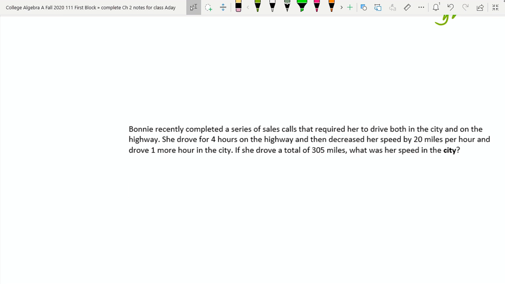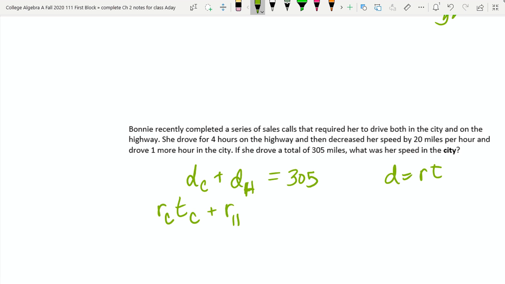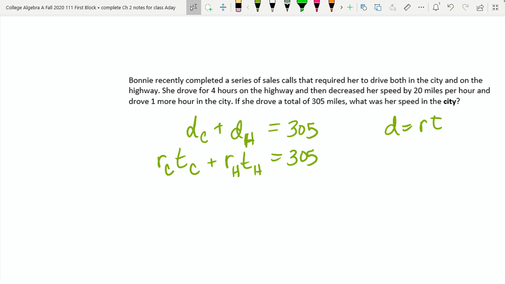All right, last one. Bonnie recently completed a series of sale calls that required her to drive both in the city and on the highway. All right, so if she drove a total of 305 miles, so that means driving in the city plus driving on the highway gives us 305 miles for total distance. And we know distance equals rate times time. So here I'm going to say rate in the city, time in the city, plus rate on the highway, time on the highway, has to give me 305 miles. She drove 4 hours on the highway, so we know over here on the highway that's 4. And drove 1 hour more in the city, so the city then we know has to be 5.